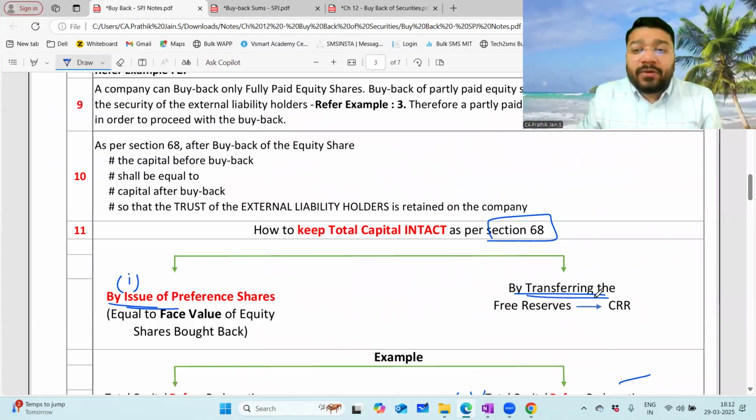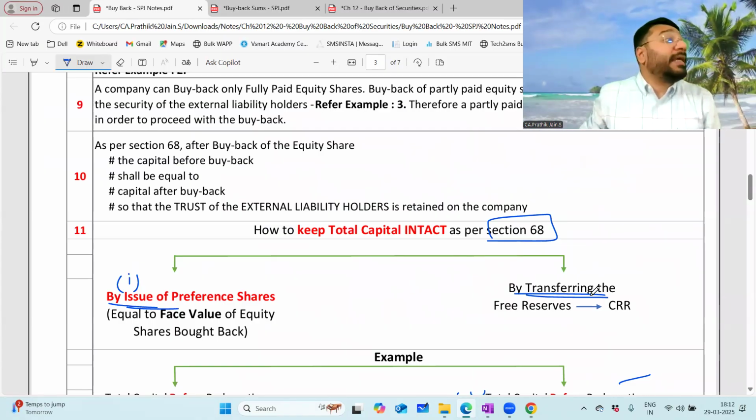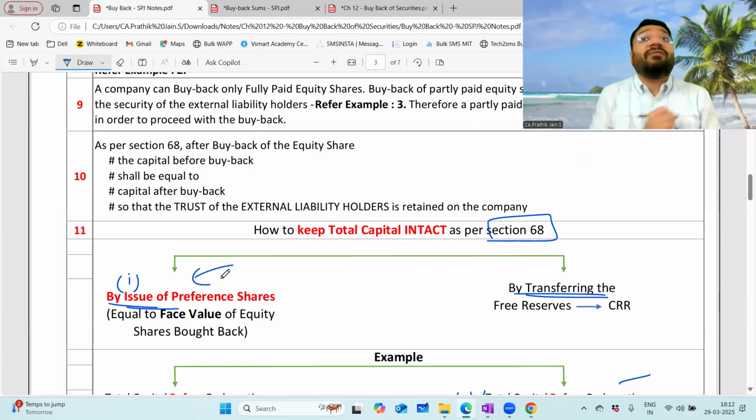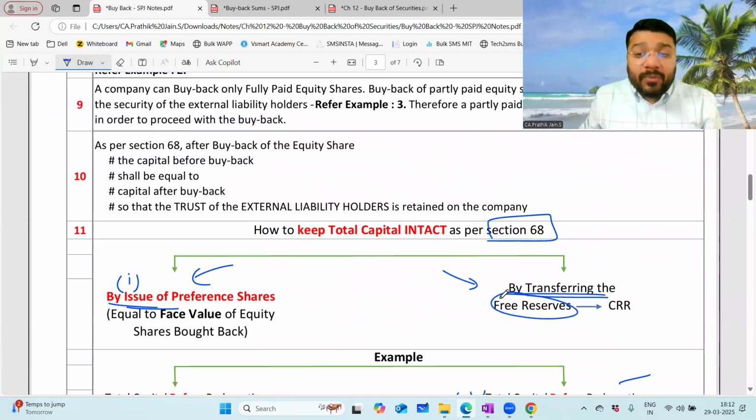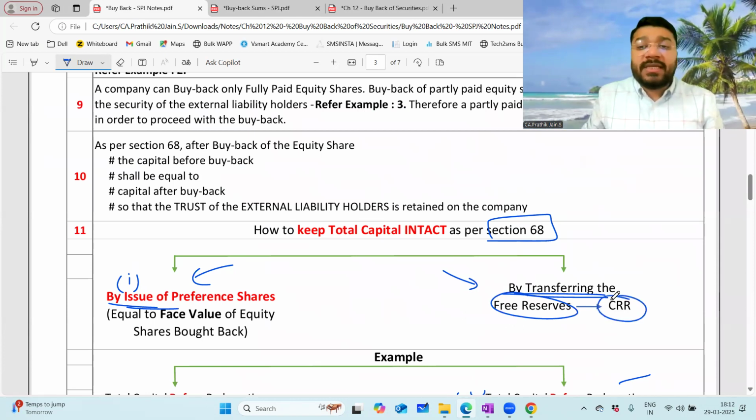The second option is if you have surplus money, too much money, you are not relying on external money. Here, we didn't have sufficient own funds, so we had to go for further raising of capital. Here, you have a lot of funds. So what you can do is transfer the money from your own reserves account to the CRR account. Now listen to me very carefully.